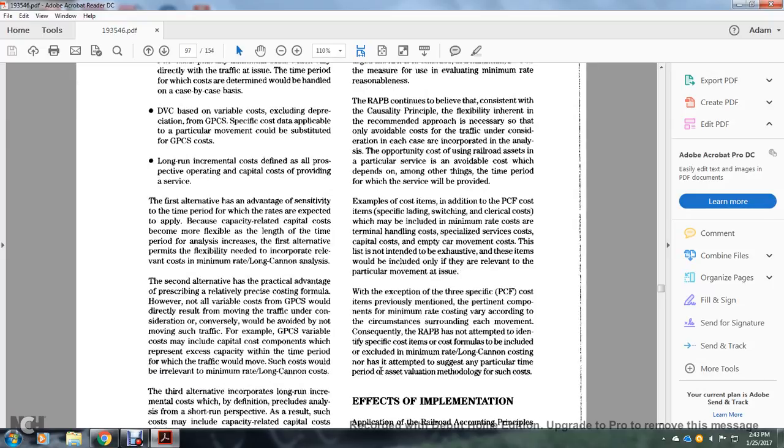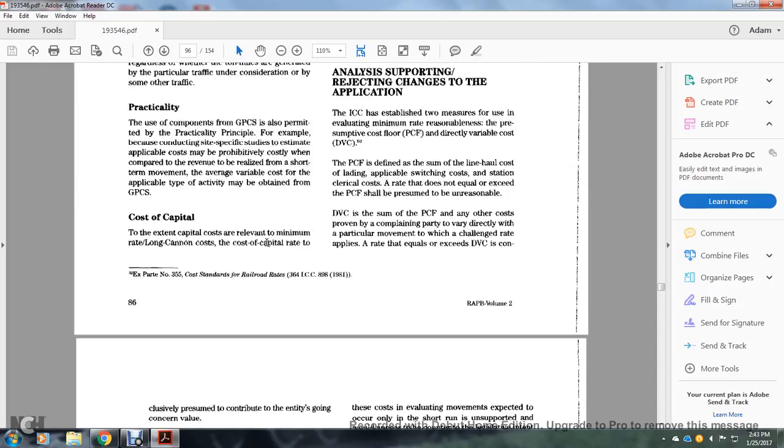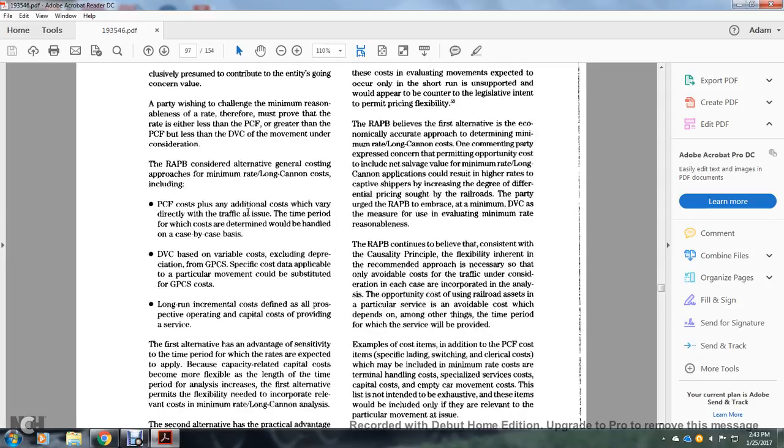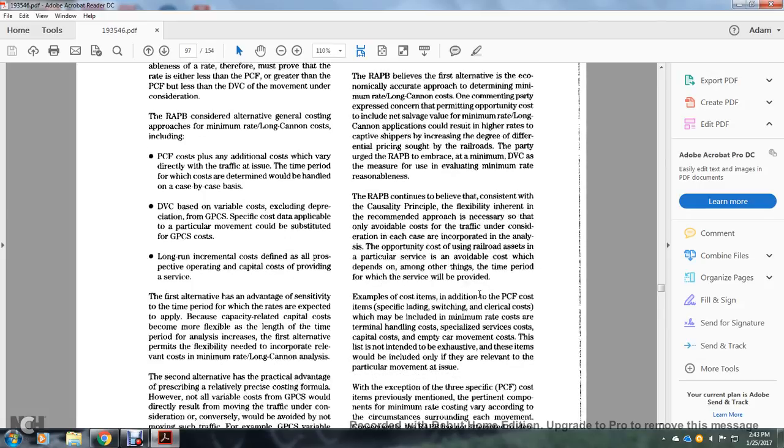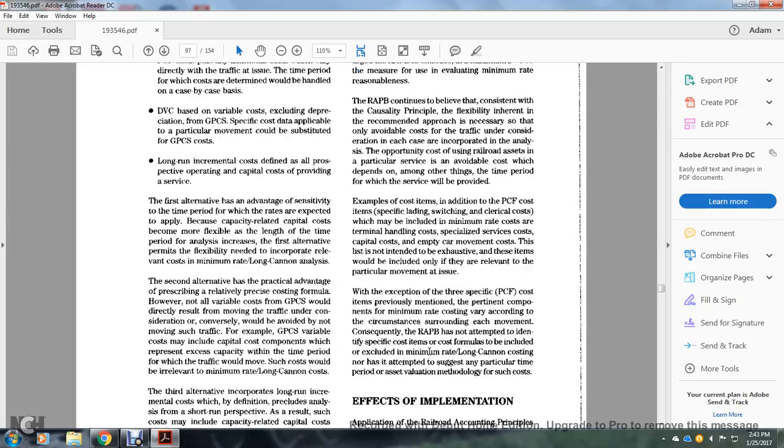Examples of cost items in addition to the presumptive cost floor: items specific to lading, switching, and clerical costs, which include minimum rate cost, the terminal handling cost, the special service cost, the capital cost, and the empty car or movement cost. This list is not intended to be exhaustive. These items would be included only if they are relevant to a particular movement at these times.